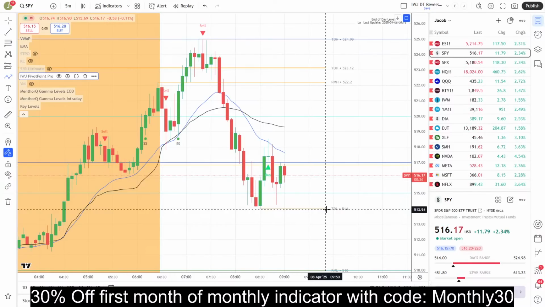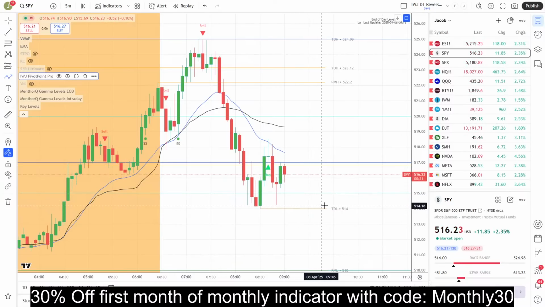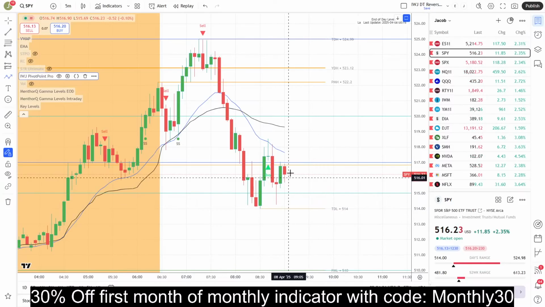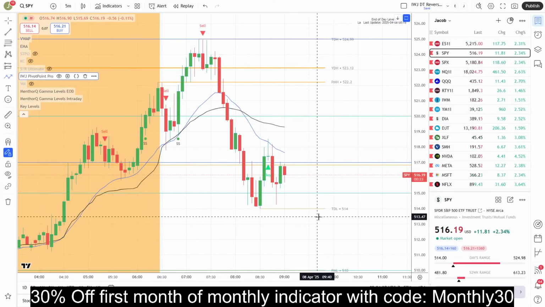I think the structure will allow for that. If they push back through the HVL, I do think we will squeeze and accelerate. That's a big if.